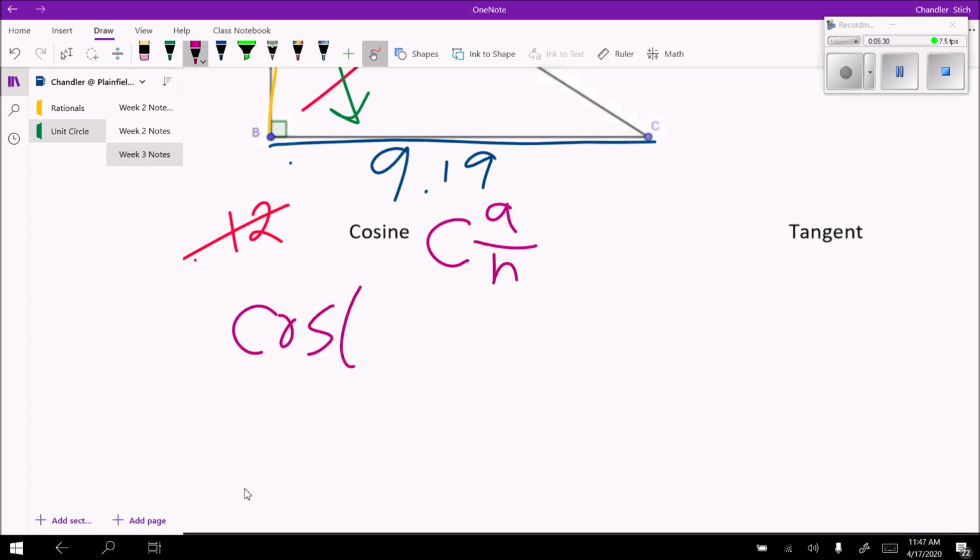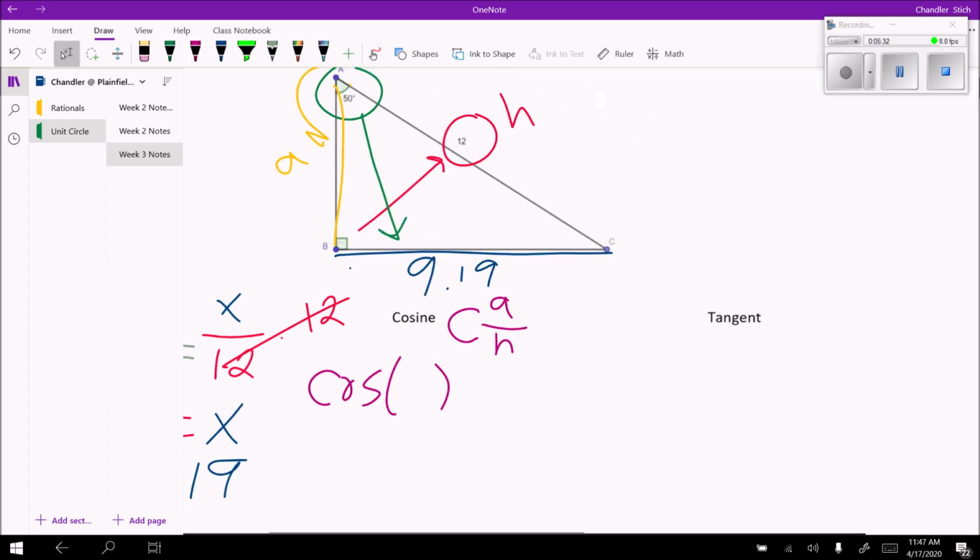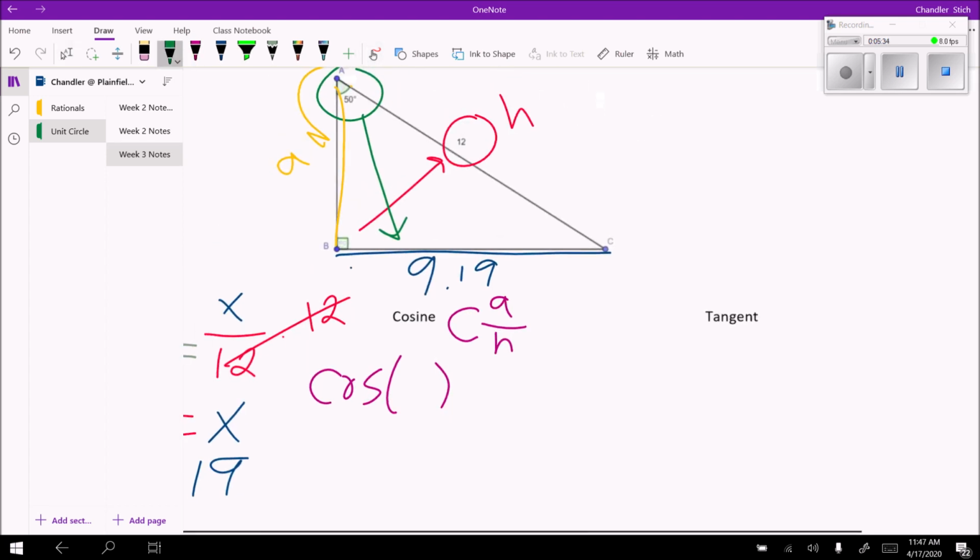Cosine, and again, everything is in respect to our reference angle, which is 50. So cosine of 50 is equal to A over h. A I don't know, because A is the adjacent. I don't know that one. So I'll put A over h, which I do know, which is 12. And now I can solve.